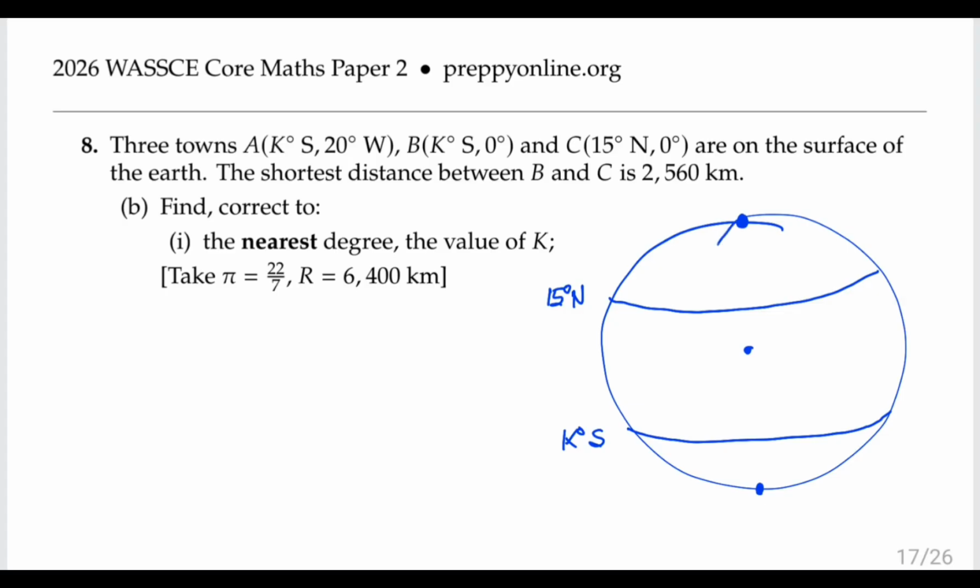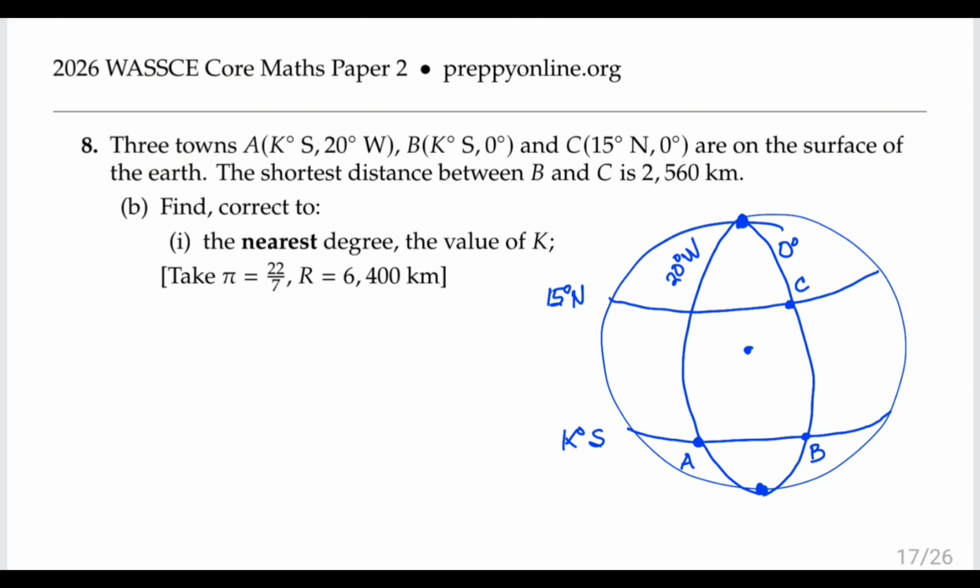All longitudes must begin at the North Pole and end at the South Pole. So when you draw them, then you know that you're trying to connect them. And then we have our point A here. This is longitude 20 degrees west, and this is longitude 0 degrees. And then we have B here. B is at the intersection of the prime meridian, which is longitude 0 degrees, and K degrees south. And then C is here. So this is C, this is B. And we are trying to find to the nearest degree the value of K.